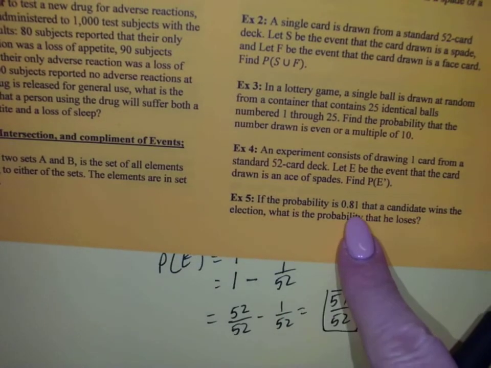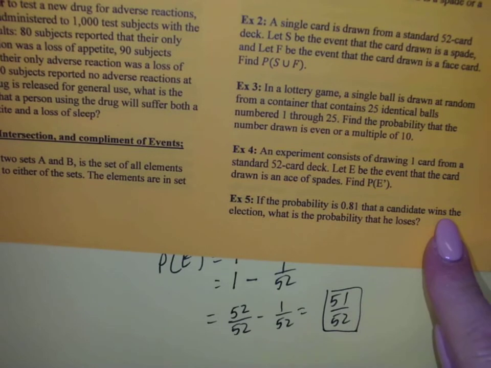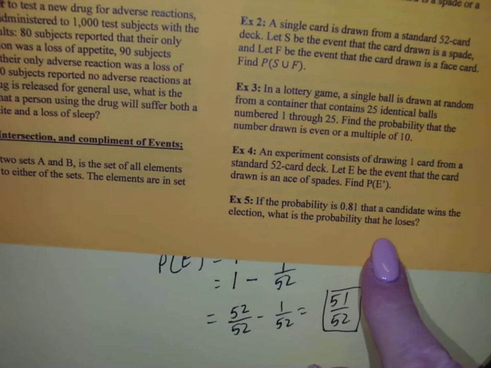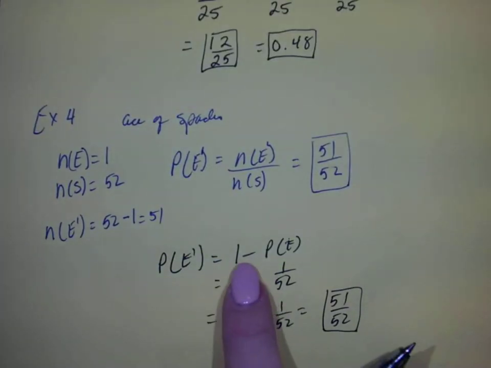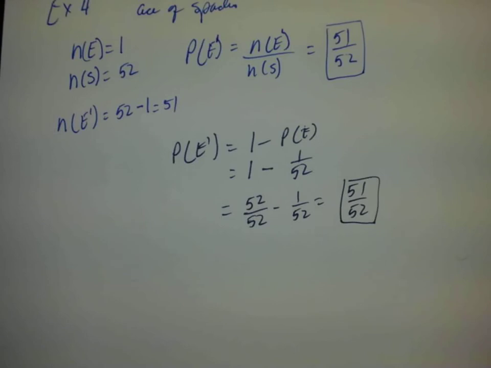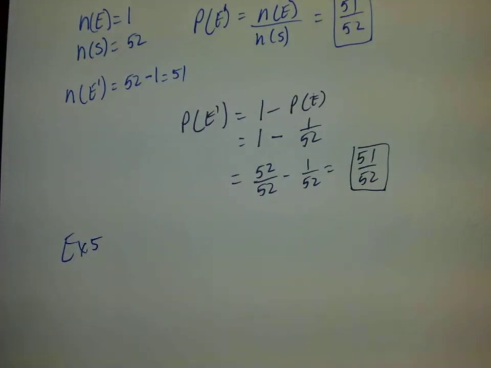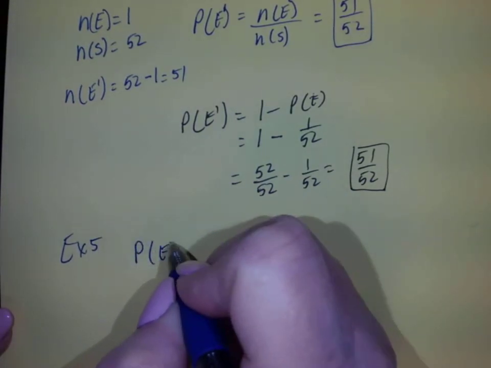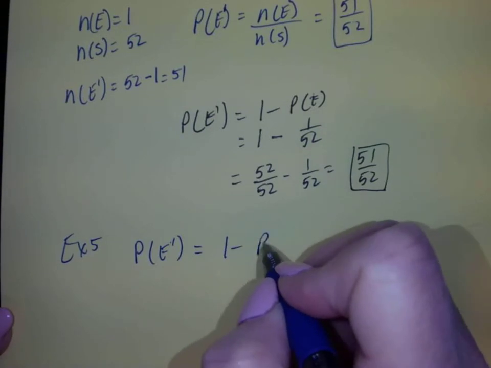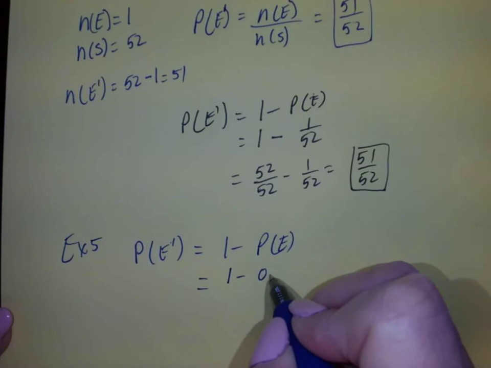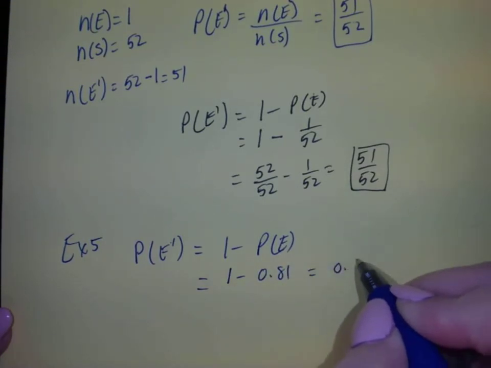All right, so for example 5, if the probability is 0.81 that a candidate wins the election, what is the probability that he loses? Well, in this case, we're going to do the equation that we did here. The fact that he's losing would be the complement, because they gave us the probability of winning. So the probability that he loses would be 1 minus the probability that he won. So this will be 1 minus 0.81, which will get you 0.19.